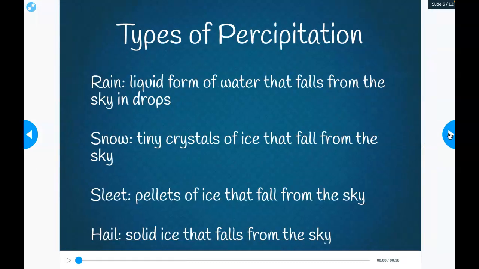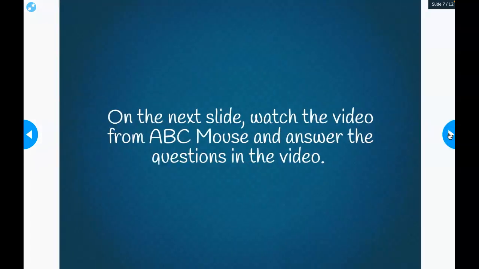The next slide provides a little more information about the 4 different types of precipitation and how they fall from the sky and in what form. The next slide provides information for what they are to do on the following slide, where they watch an ABC Mouse video and answer the embedded questions within it.